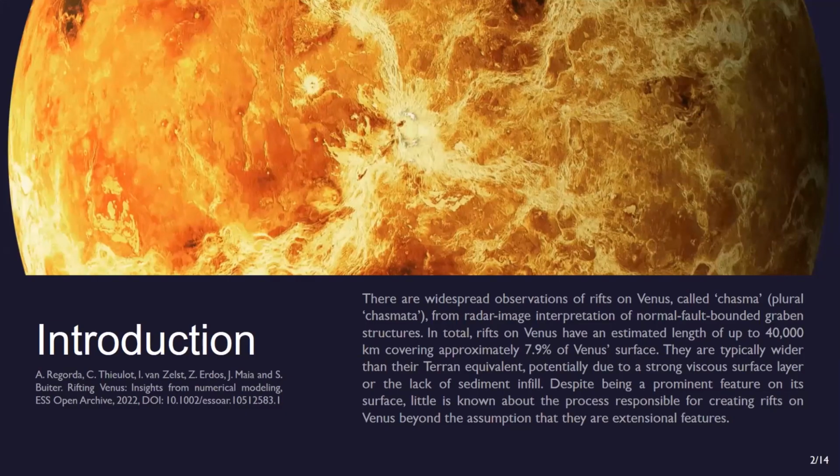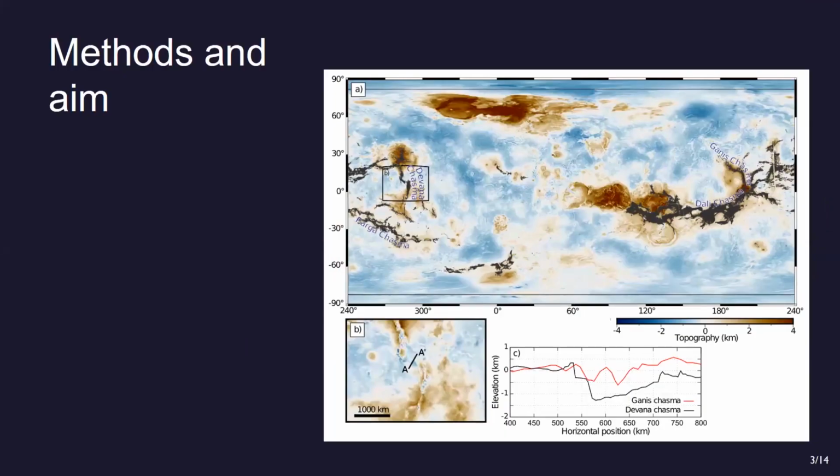Yes, so there are observations of rifts or fault-like structures on Venus, and it's kind of unknown how they could occur there under this high temperature and pressure. I'm going to go through most of what we did. If you want more details, there is a preprint listed here that you can look at with all the details. On the next slide, let me show you the map of Venus with the rifts that have been mapped.